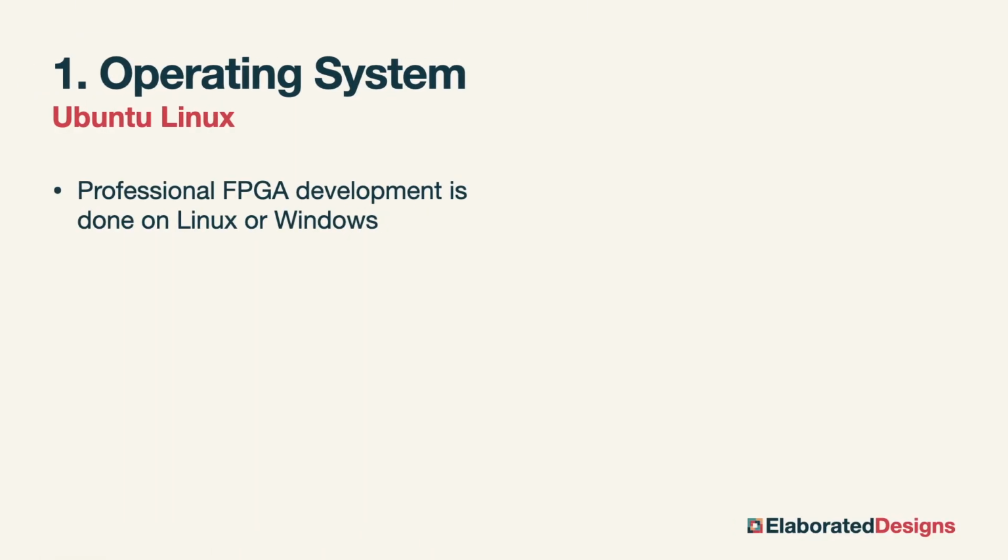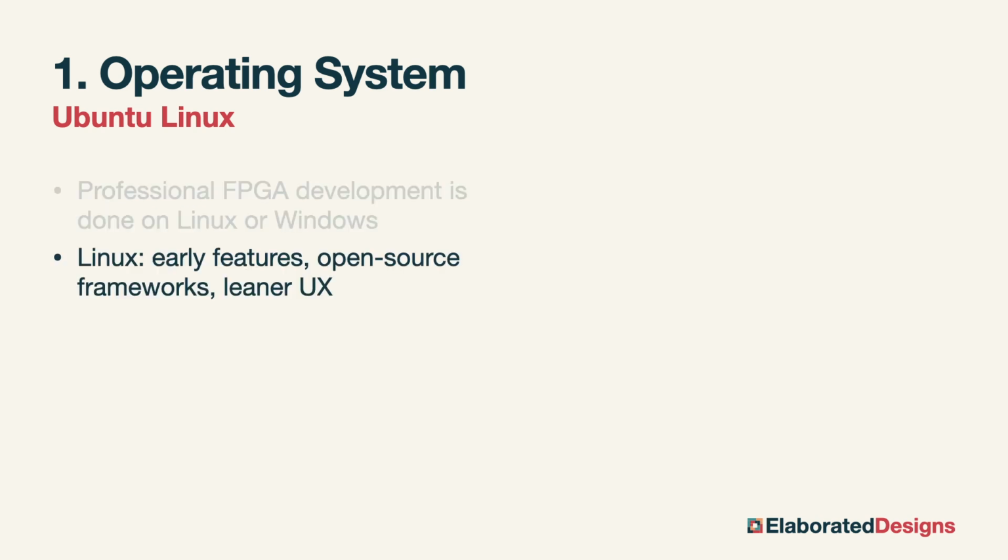Windows and Linux are the standard operating systems for FPGA development. While it is possible to do professional FPGA work on Windows, there are several advantages to using Linux. Often the Linux versions of the FPGA tools get new features before they are rolled out on Windows. Also, most open-source frameworks are developed for Unix-like systems, and running them under Windows is often awkward, sometimes simply not possible. On a more subjective note, Linux offers a leaner user experience compared to Windows, which many developers prefer.